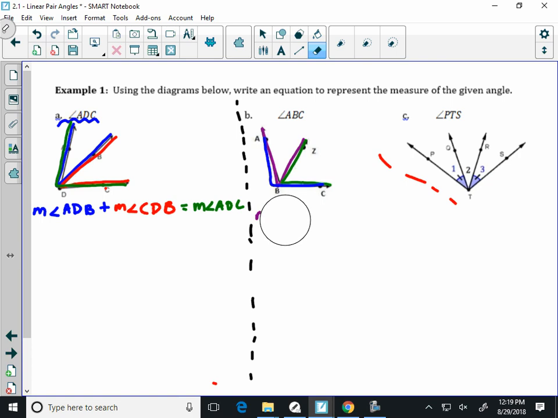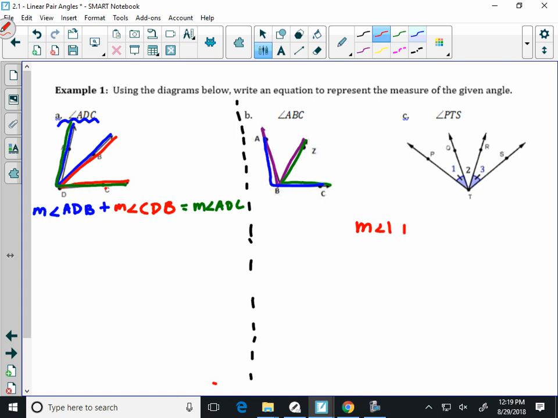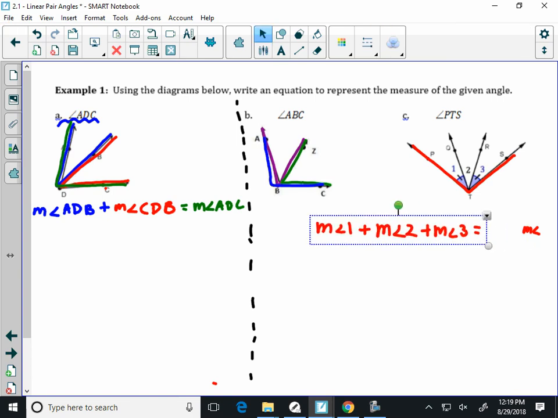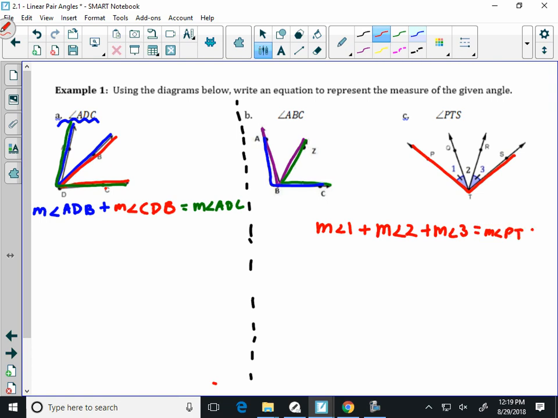So instead of writing out all 3 letters, we can just say the measure of angle 1 plus the measure of angle 2 plus the measure of angle 3 is equal to the measure of the whole entire thing. Measure of angle P2S. This plus this plus this equals this. Okay. Questions over that?